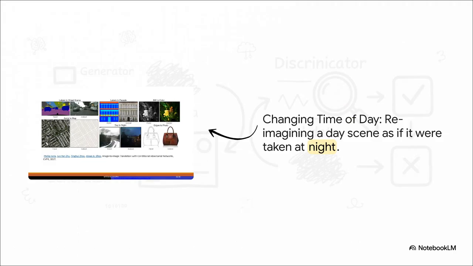Now just look at this transformation. The model isn't just slapping a dark filter on the image. No way! It's completely relighting the entire scene. It's turning on the headlights, changing the color of the sky, adding that glow you'd see from streetlights. It's a total, fundamental reimagining of the photo.